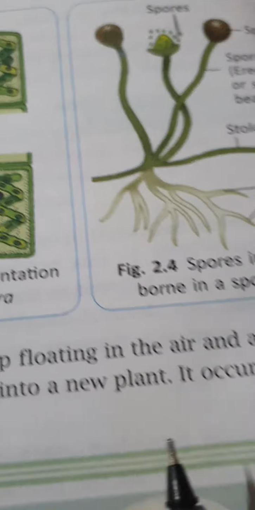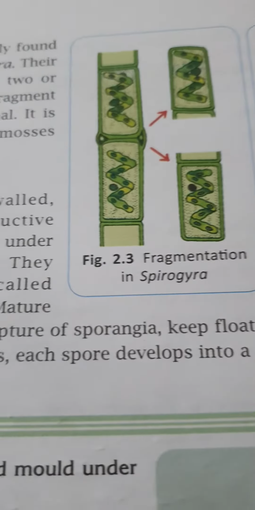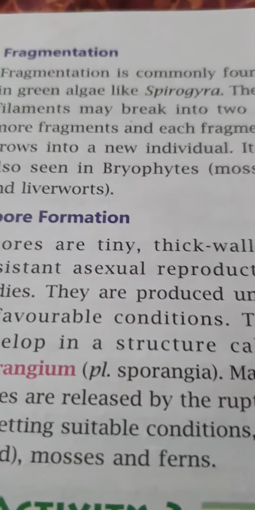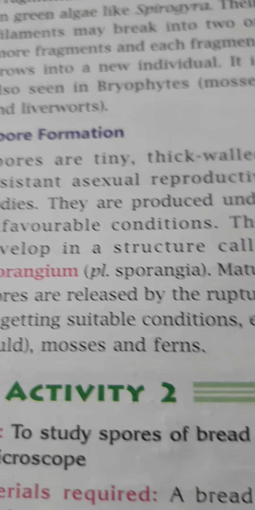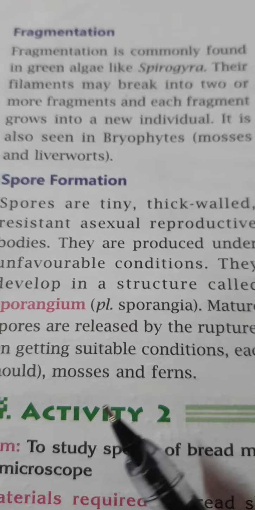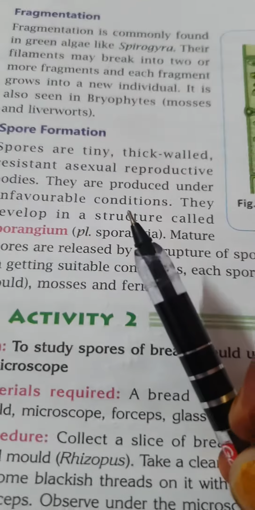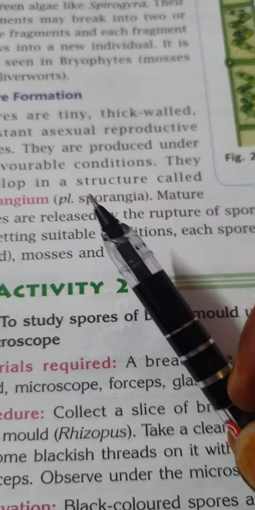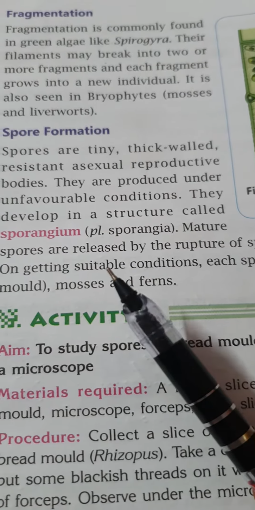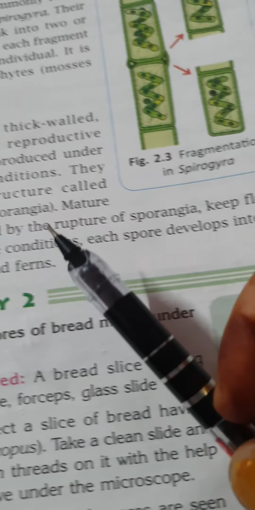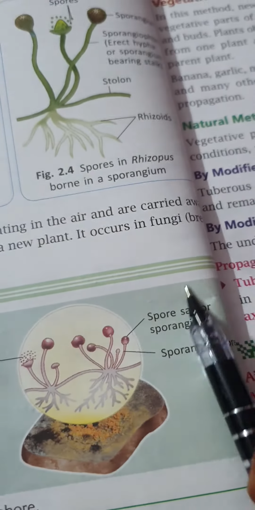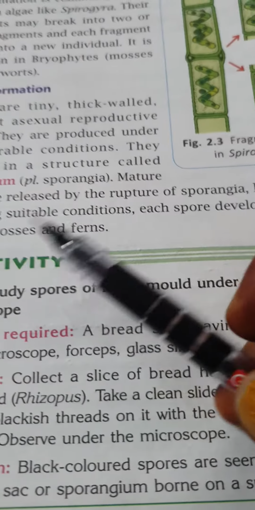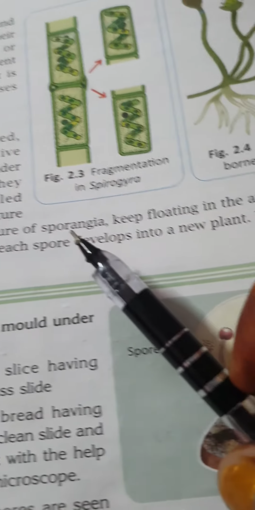So this was the spore formation, in which spores are very tiny, thick-walled, resistant asexual reproductive bodies. They are produced under unfavorable conditions. They develop in a structure called sporangium. Mature spores are released by the rupture of sporangia, keep floating in the air, and are carried away. On getting suitable conditions, each spore develops into a new plant.